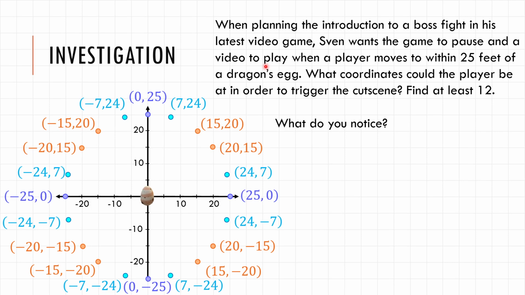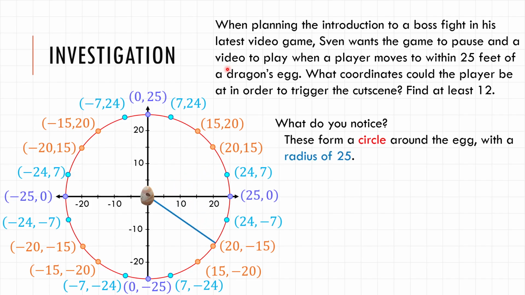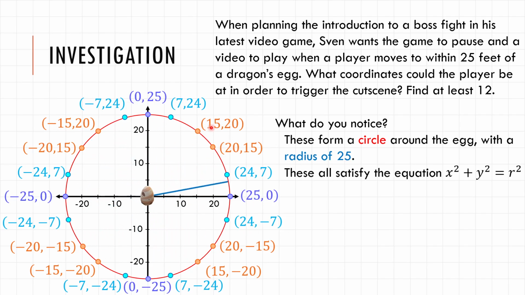What do you notice about all of these points? Well, hopefully you noticed the same thing as I did. These are all in a circle. These form a perfect circle around the dragon's egg with a radius of 25. And all of these, like we mentioned, satisfy the equation x squared plus y squared equals the hypotenuse squared. And in this case, we can see that the hypotenuse is the radius of that circle. So we're actually going to label that r.